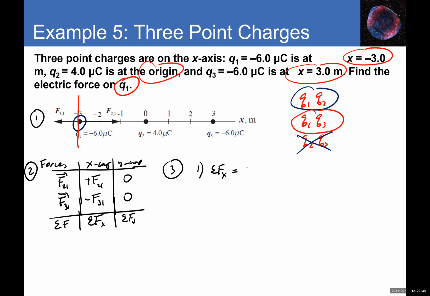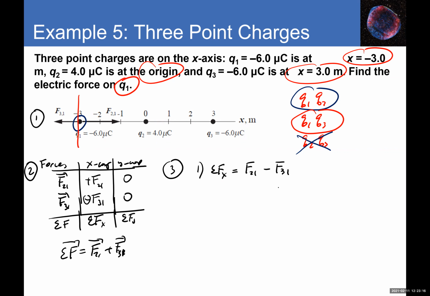So this is then equal to F21 minus F31, because I now also took into account the direction of F31. I can also write it in terms of net force equals force 2-1 plus force 3-1, and then put the i hats and things like that. But this is pretty much the same thing. This one indicates that we're only looking at the horizontal components or horizontal forces, and F31 is negative because it's pointing to the left.